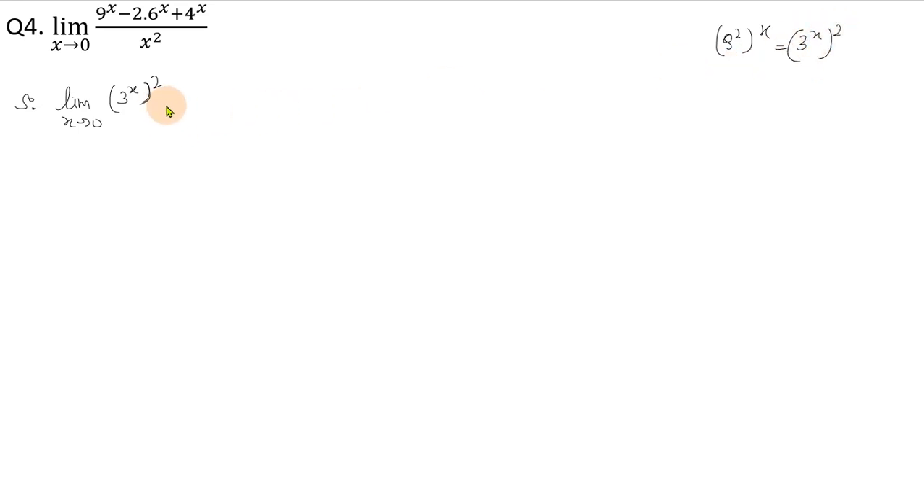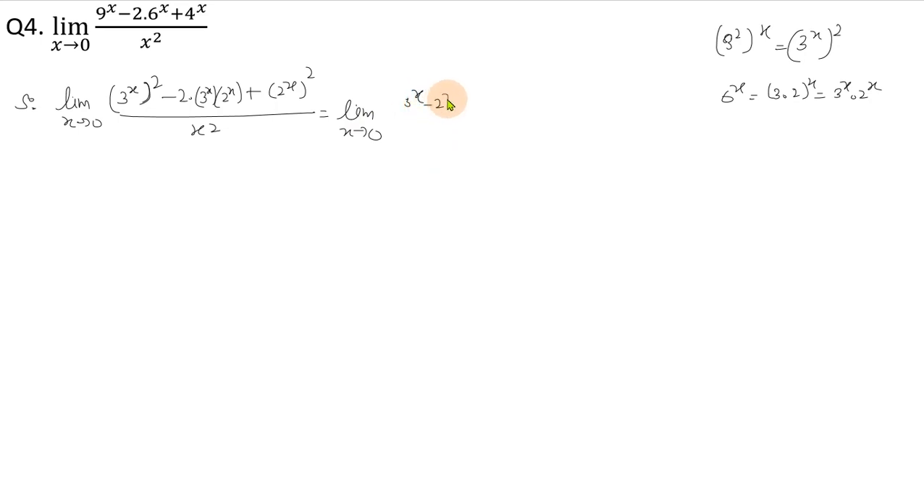The same way the last term we write as 2 power x whole square, and in the middle term, if you see, this is 2 into 6 power x, which can be written as 3 into 2 whole power x, equal to 3 power x into 2 power x. So this is 2a into b. So this becomes a square plus b square minus 2ab, and this is equal to 3 power x minus 2 power x whole upon x whole square.